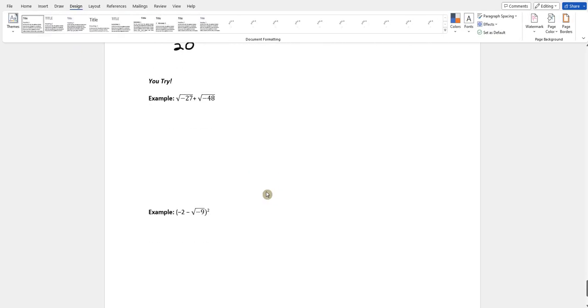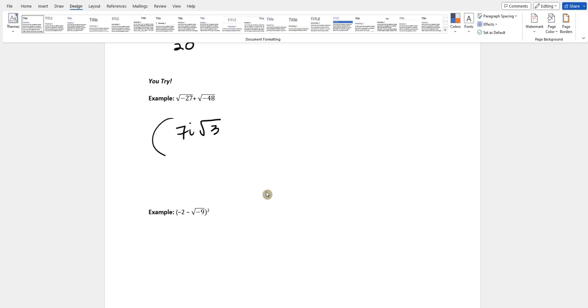So I have a you try problem here. I'll go ahead and let you work that out on your own. I get an answer of 7i square root of 3 for this first one. And then for the second one, I get negative 5 plus 12i.